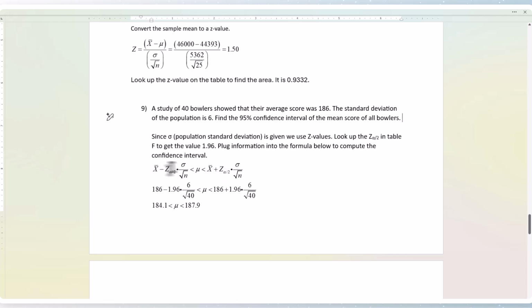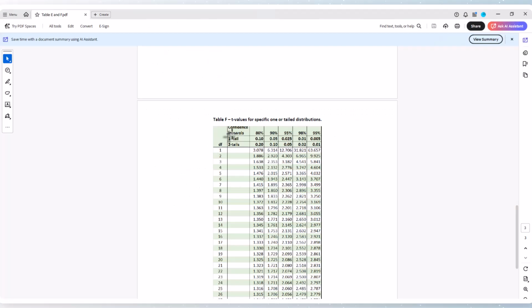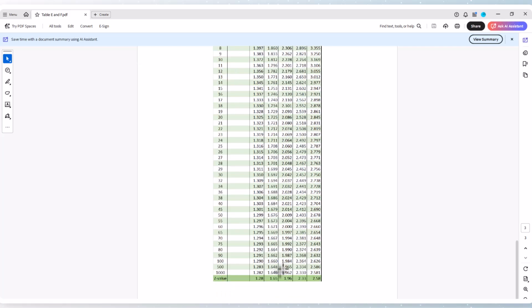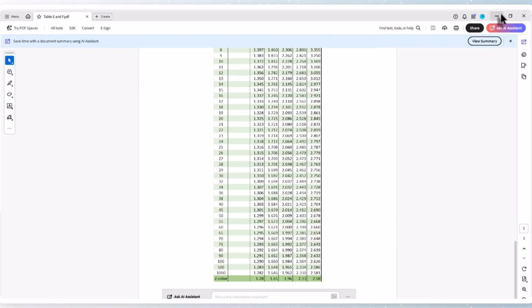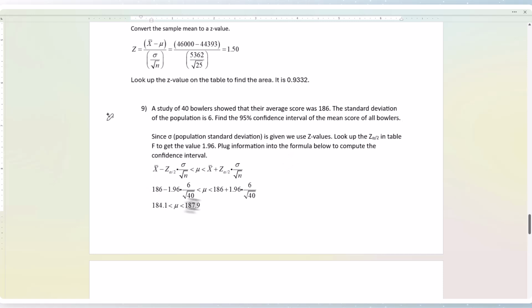We have all the information but the z-values. We can use table F to look up the z-value. To do so, we look for 95% and we go down to the z-values in the last column, 1.96. Then we plug everything into the formula.